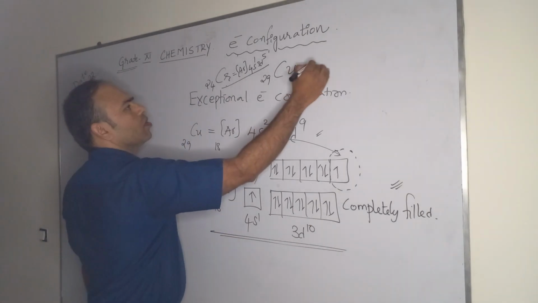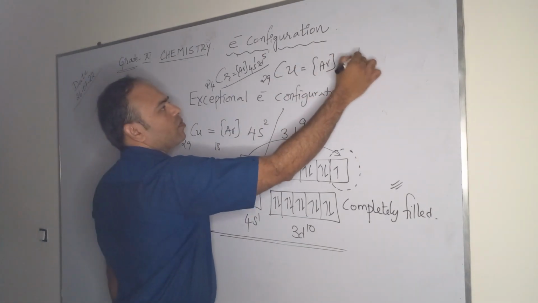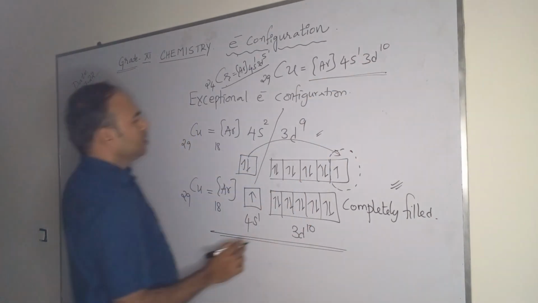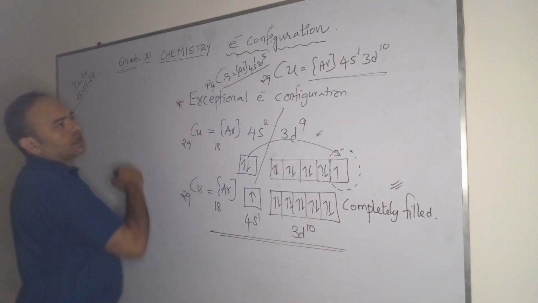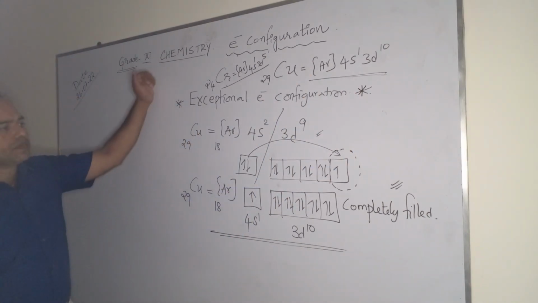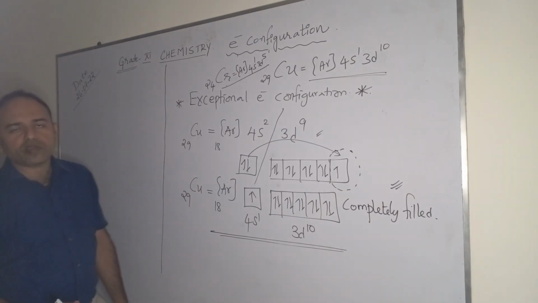So copper is equal to argon 4s1 3d10. So a very important configuration, that is for chromium and copper. So hope you have understood this.